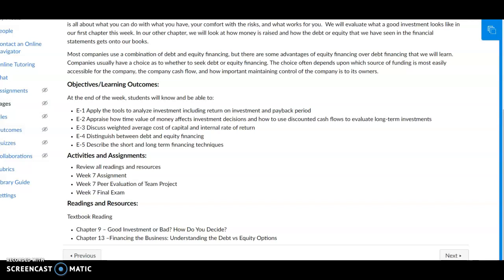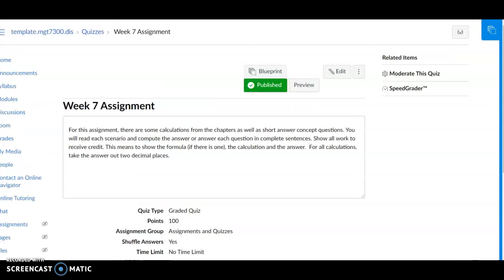This is the Week 7 assignment. For this one, you are going to have some calculations from the chapters as well as short answer concept questions. You will read each scenario and compute the answer or answer each question in complete sentences. Show all of your work to receive credit. This means showing the formula if there is one, the calculation, and the answer. For all calculations, make sure you take the answer out 2 decimal places. If it's asking a question, make sure you provide a thorough response.